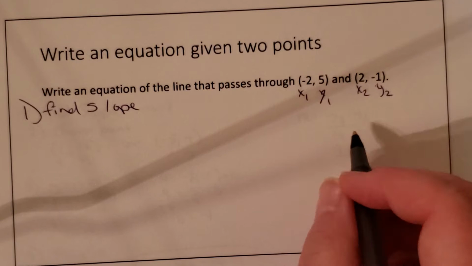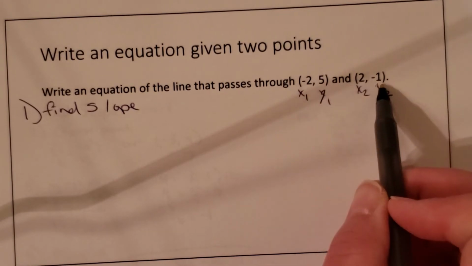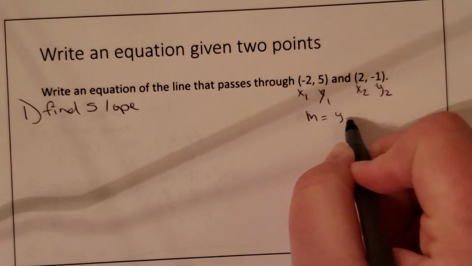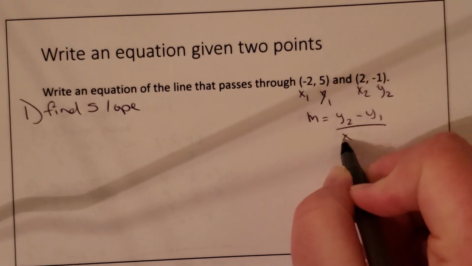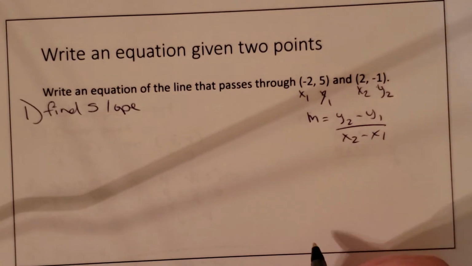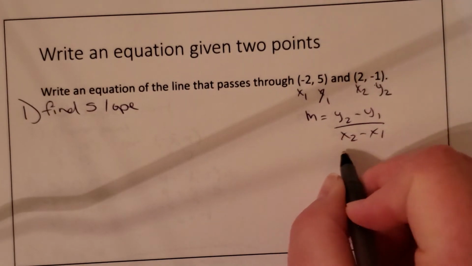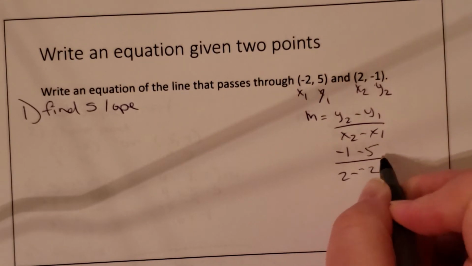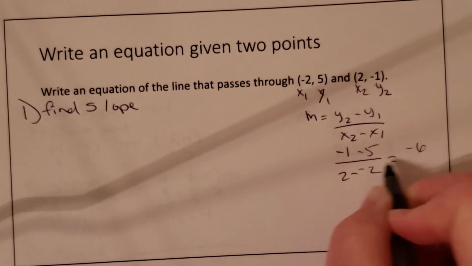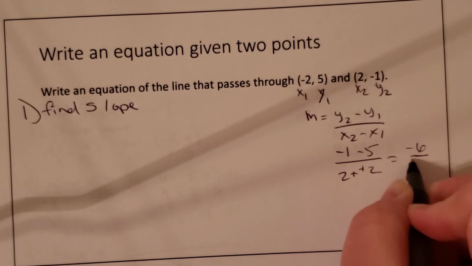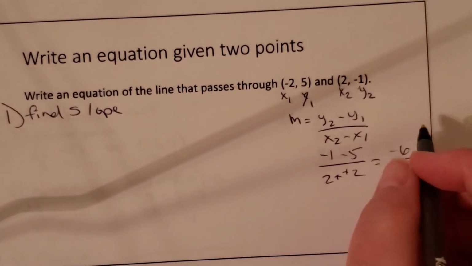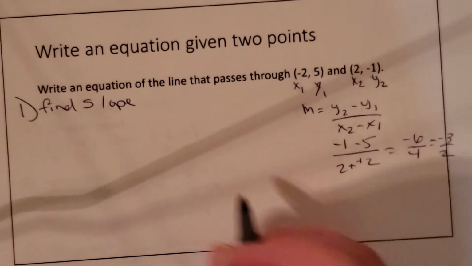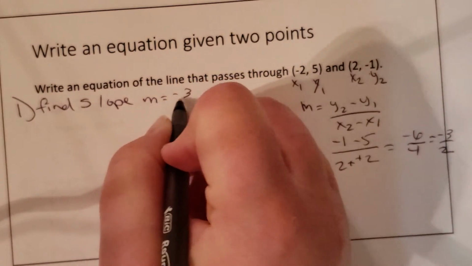Okay, so plug it into the formula of y2 minus y1 over x2 minus x1, and you can find your slope. So we have -1 minus 5 over 2 minus -2. So we get -6 over 4, which we can reduce down to -3 over 2. So the slope is -3 over 2.